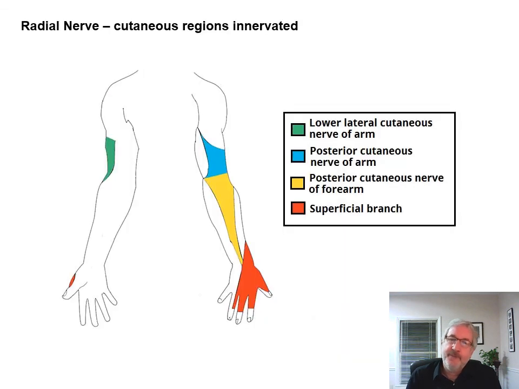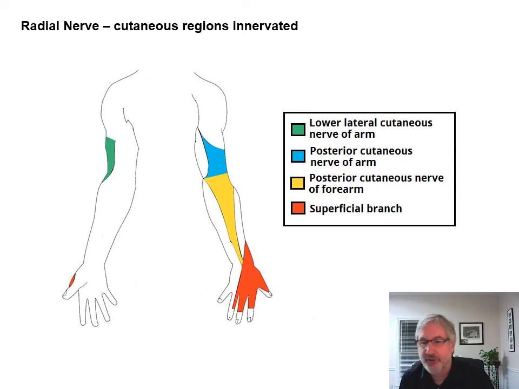Next slide. Radial nerve innervates muscles, the triceps, as well as the backside of the forearm. And these are the cutaneous innervations. And you notice that the radial nerve does the backside of the hand down here, and part of the backside of the forearm, and part of the backside of the upper arm. Okay, and these are called dermatomes. So these dermatomes are places that are innervated.